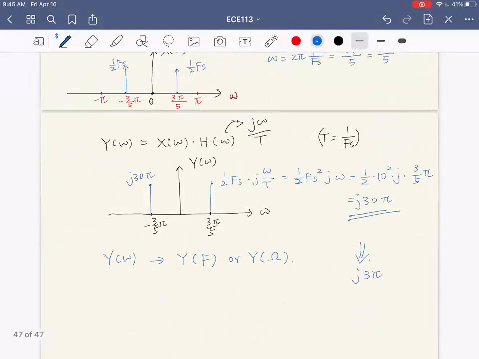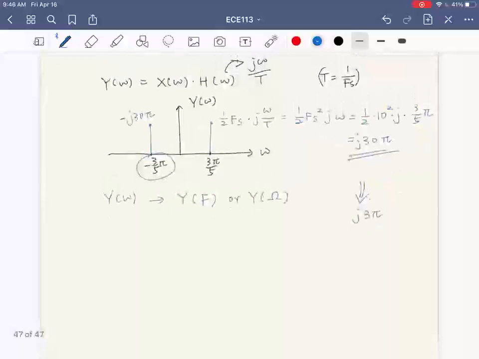Oh, I see where I made a mistake. No wonder I'm so unconfident. Okay, so on the left side, the omega is minus 3/5 pi. So in the equation, it will be negative. So it should be minus j 30 pi. Okay, no problem now. And let's convert it into continuous time domain again.